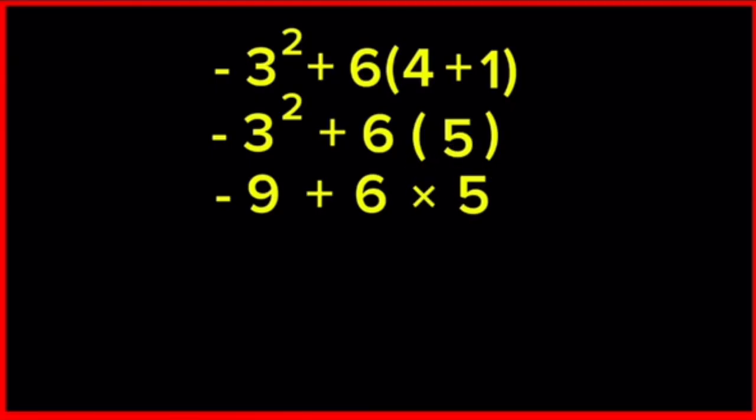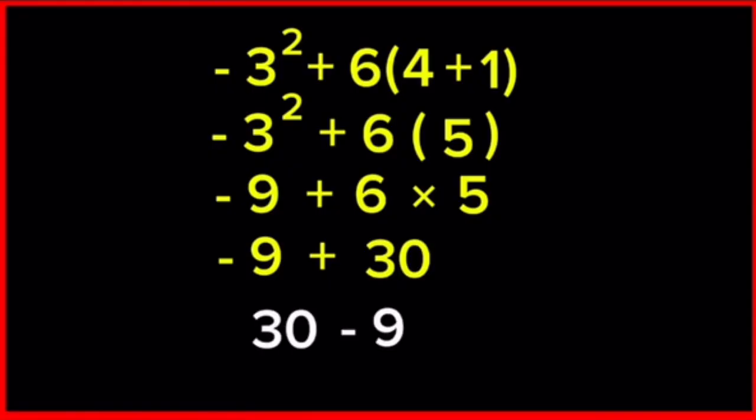Next we do multiplication, because multiplication comes before addition, and 6 times 5 equals 30. So now we have negative 9 plus 30, which is the same as 30 minus 9, and that gives us 21. So the correct answer is 21. And now you can see why so many people get this question wrong, because the biggest mistake is confusing negative 3 squared with (negative 3) squared, and those are two completely different expressions.